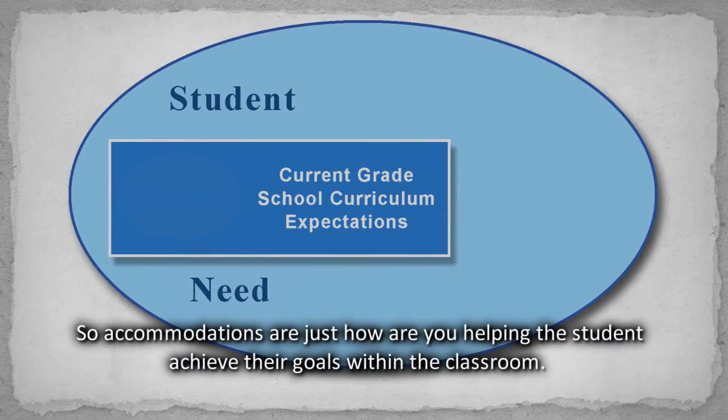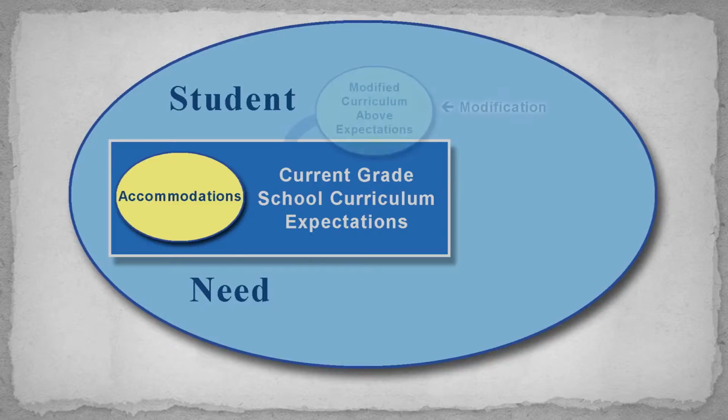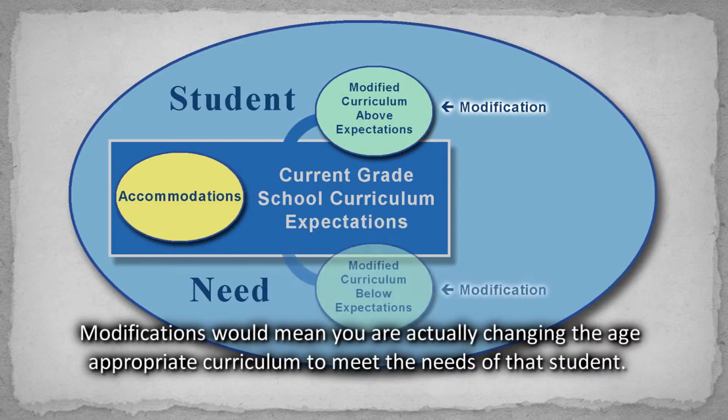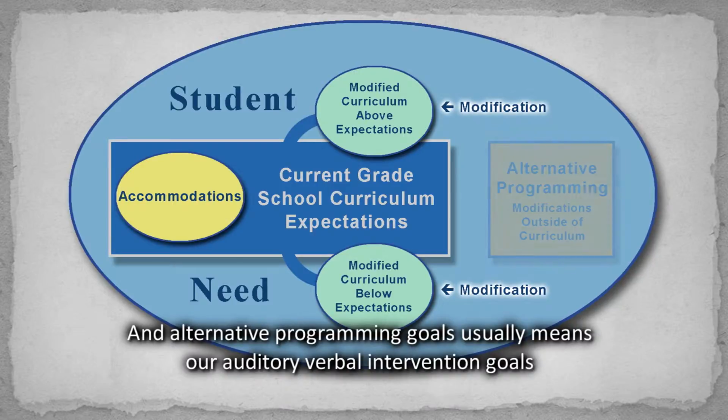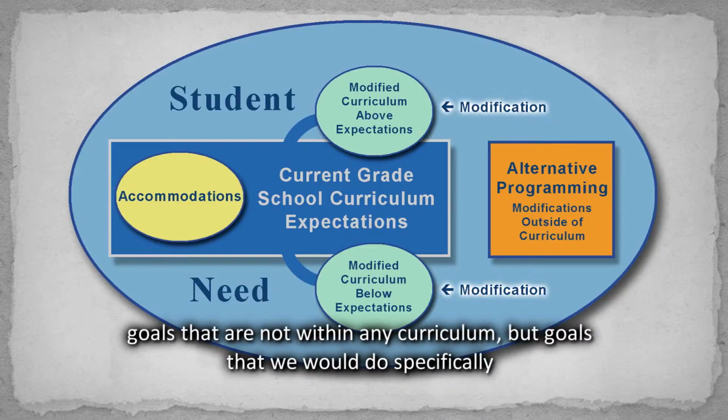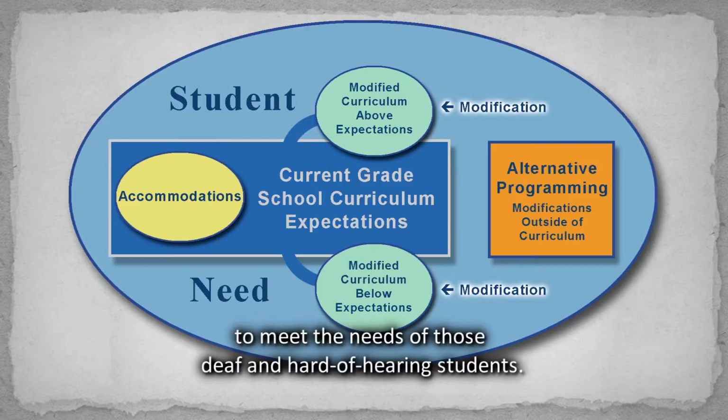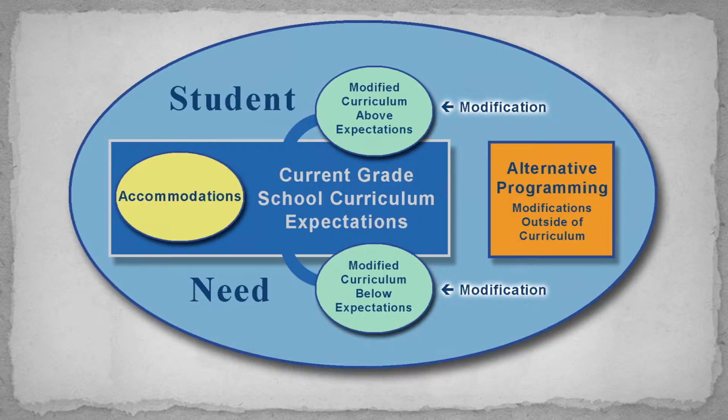So accommodations are just, how are you helping the student achieve their goals within the classroom? Modifications would mean you're actually changing the age-appropriate curriculum to meet the needs of that student. And alternative programming goals usually means our auditory verbal intervention goals, goals that are not within any curriculum, but goals that we would do specifically to meet the needs of those deaf and hard of hearing students.